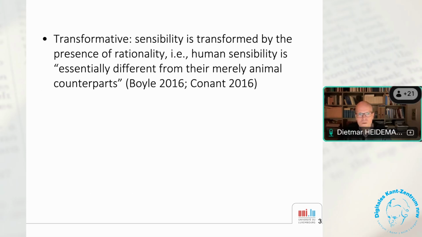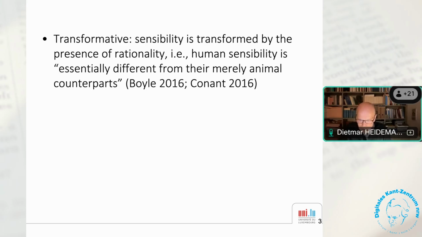While transformative means that sensibility is transformed by the mere presence of rationality, that is, human sensibility is, quote, essentially different from their merely animal counterparts. So one of the fundamental differences is that between human and non-human sensibility in the end.